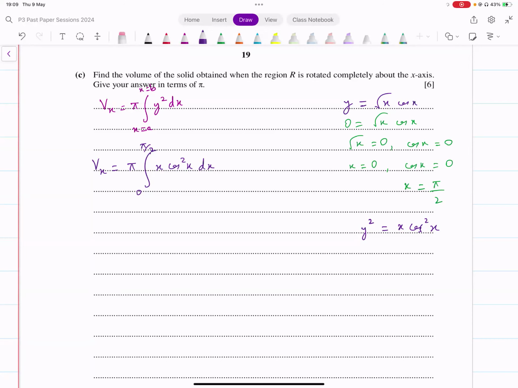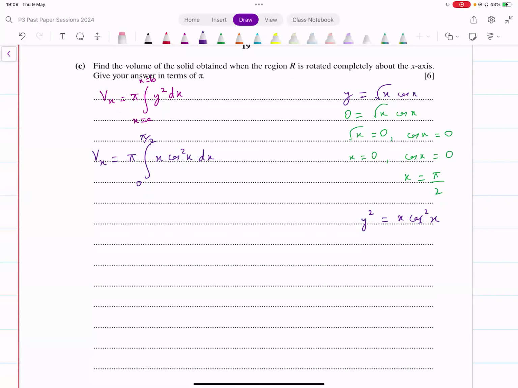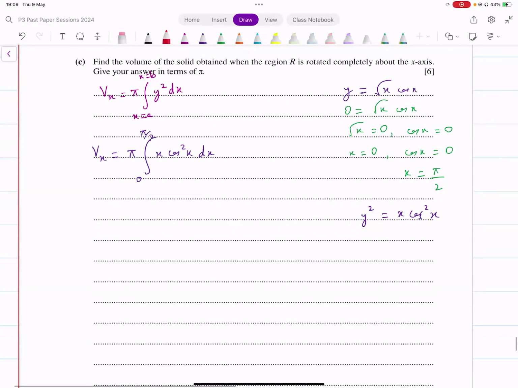Okay. How do you use integration by parts here? Which two functions do you have? You have an algebraic function and a trigonometric function. Let's use ILATE. The one on the left should be u, the one on the right should be v dash. You've got algebraic and trigonometric. Trigonometric should be taken as v dash and x should be taken as u.